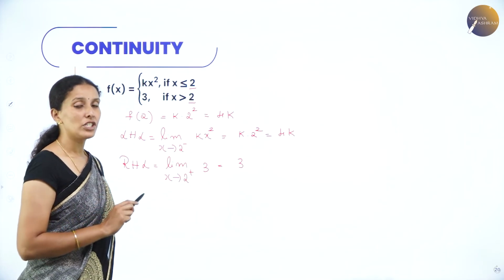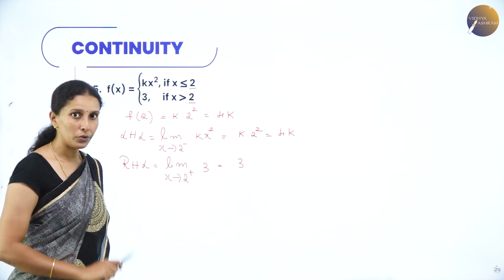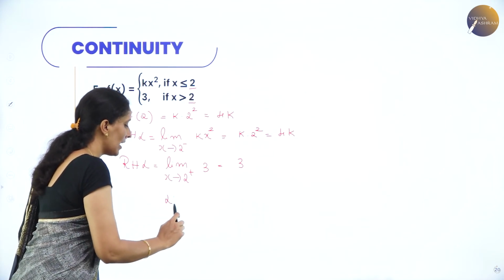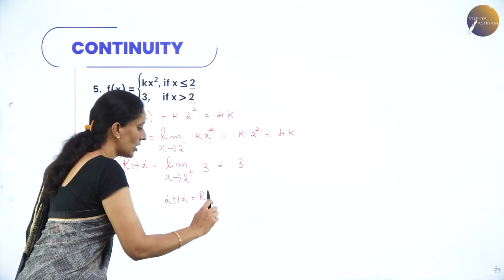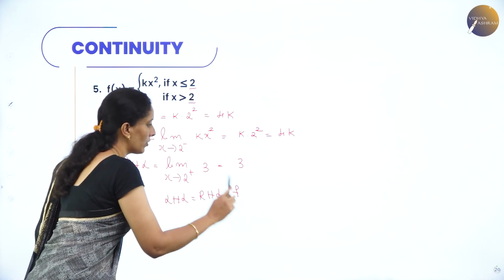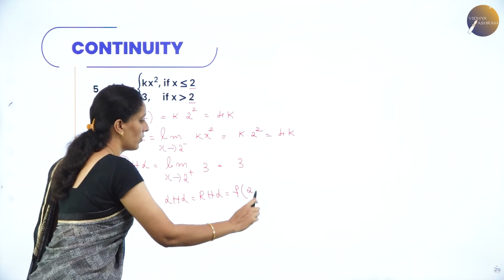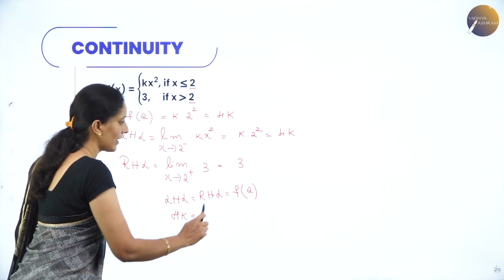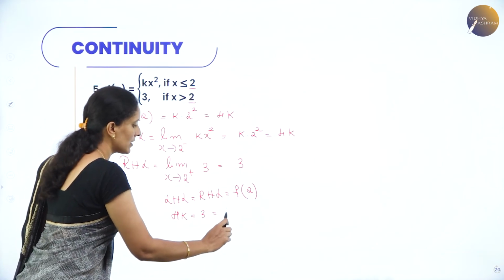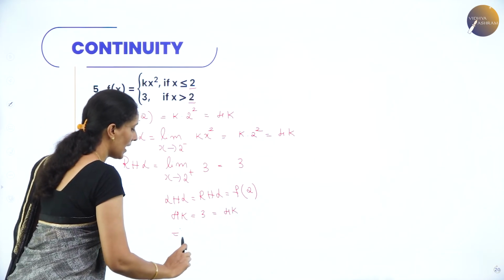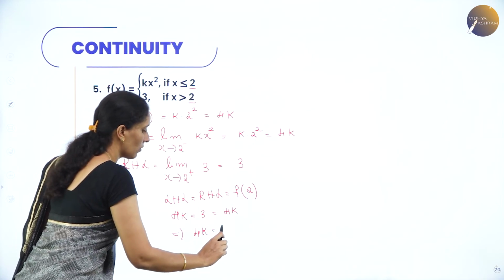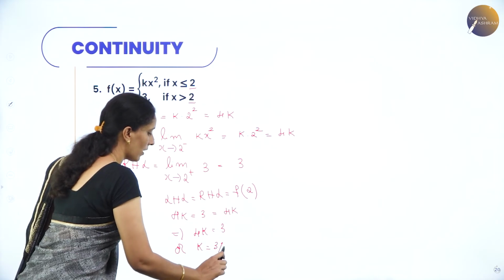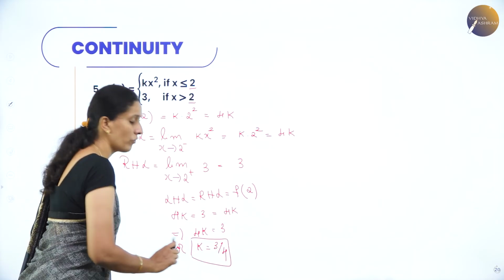So since the function is defined at the point x is equal to 2, and since it is also continuous, we can write LHL is equal to RHL, and it is equal to the value of the function f of 2. So what is LHL? It is 4k. What is RHL, that is right hand limit? This is 3 and this is same. So this implies 4k is equal to 3, or we get k is equal to 3 by 4. So this is the value of k.